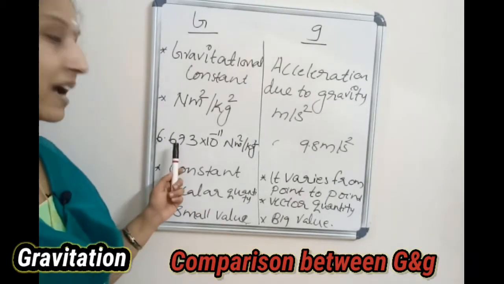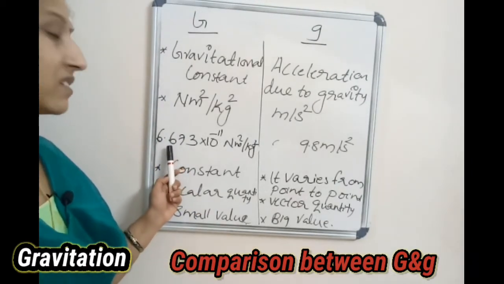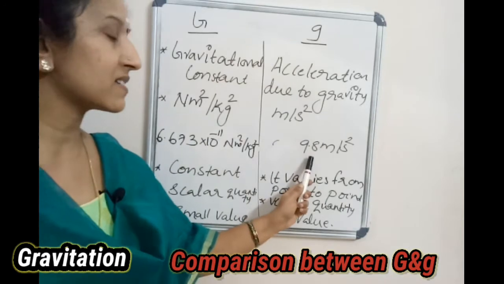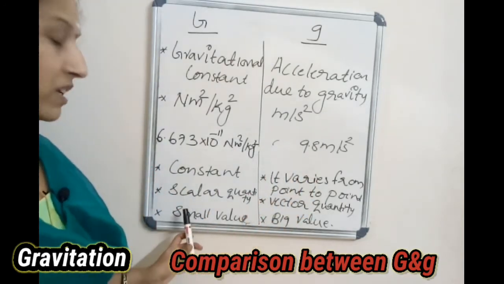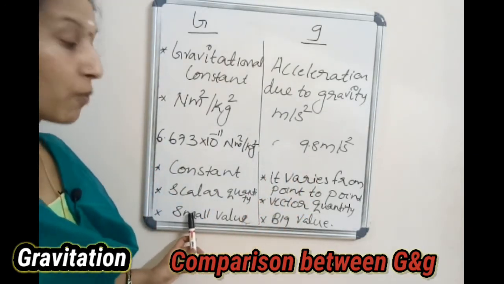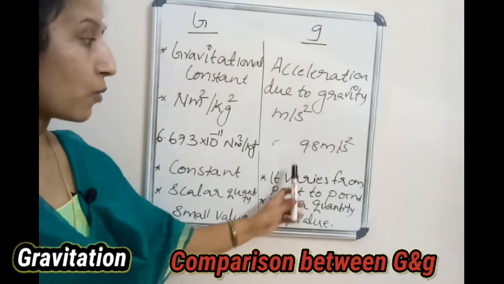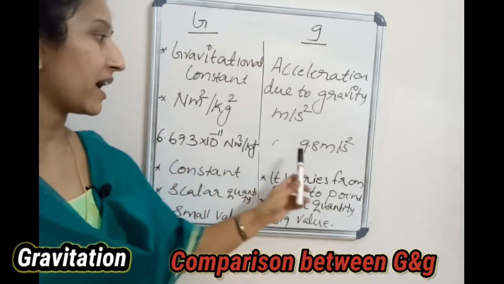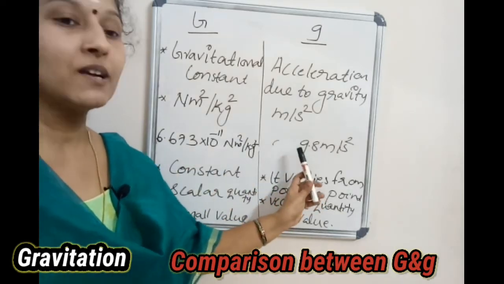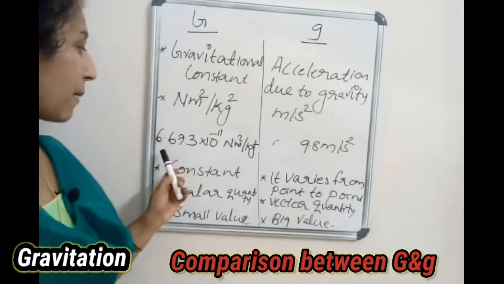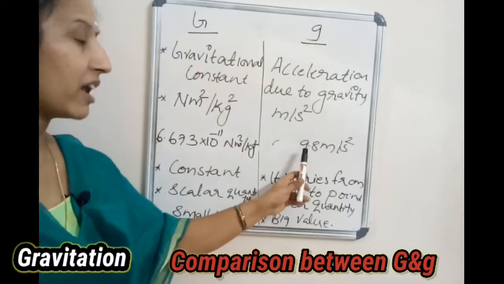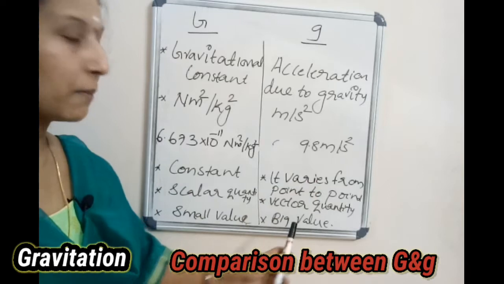Okay. And the last difference: see the value, here it is 6 point and this is 9 point, which means the value of capital G is small and the value of small g is big. So the bigger value is small g.